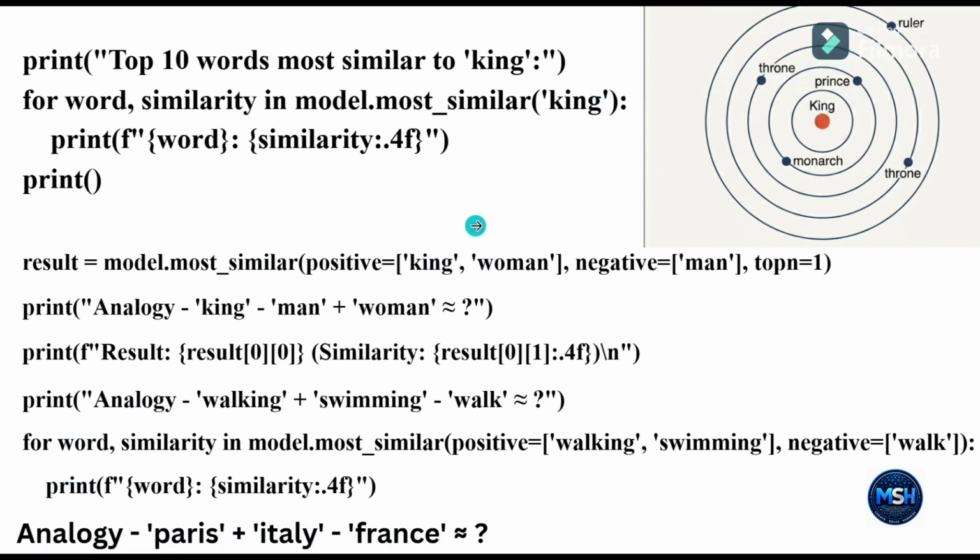We can suggest you write code for this analogy: Paris plus Italy minus France. What answer should we get? We can try it ourselves and write the code for this analogy. This is the word analogy, and this is the second part.